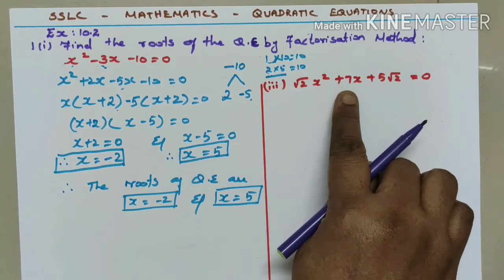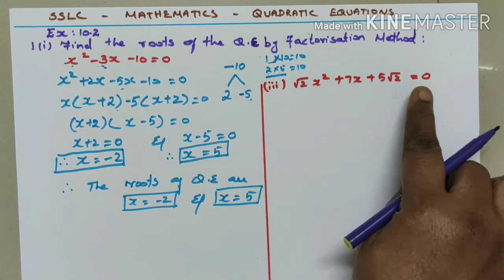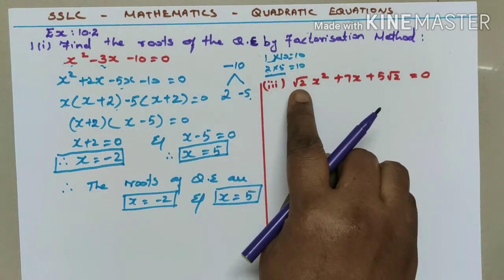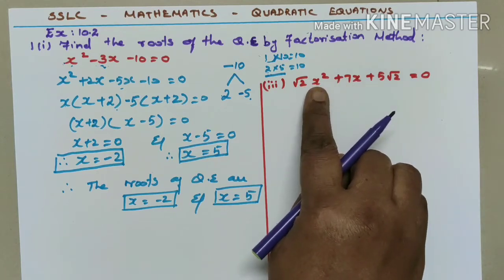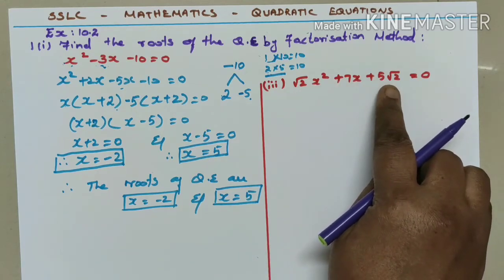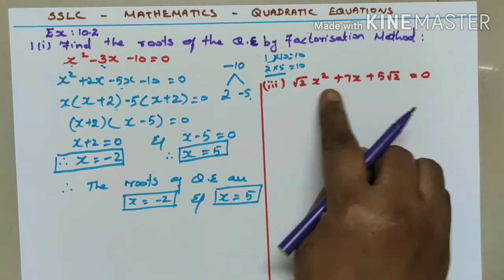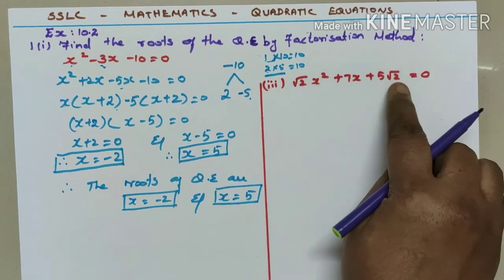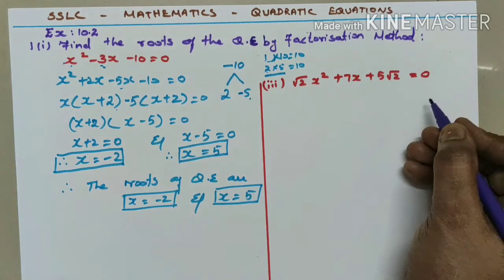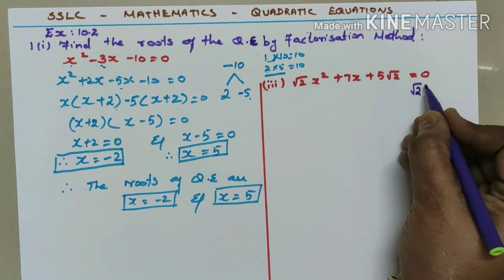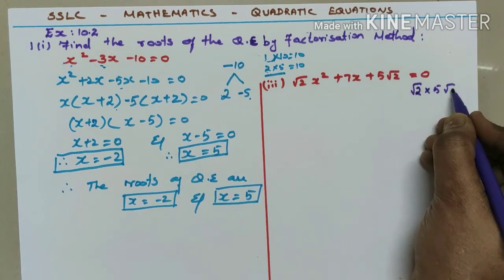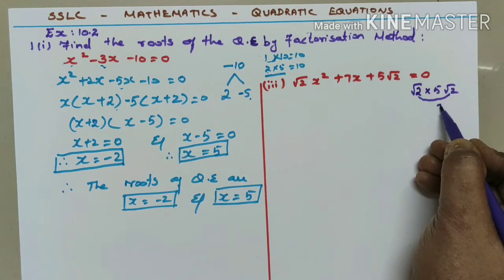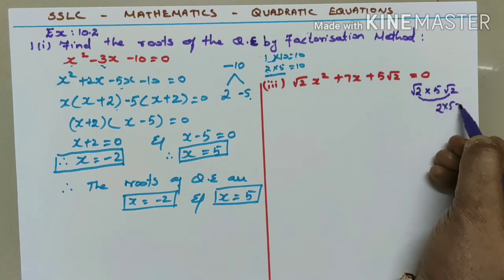Next, third question. Root 2x square plus 7x plus 5 root 2 is equal to 0. So here, how to simplify? Same way. First check whether it is in order. X square should be first, the next term should be x, then the last term should be the constant. As per the given, it is in order. So now multiply the x square coefficient and the constant. Root 2 into 5 root 2. As I said before, first multiply root 2 into root 2, which is 2, into 5. That is nothing but 10.